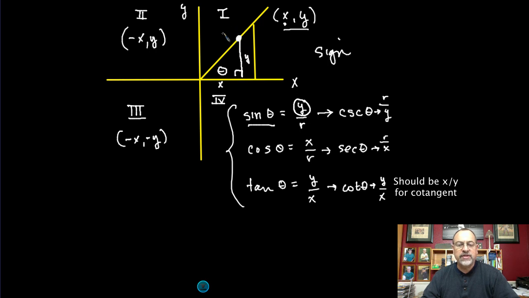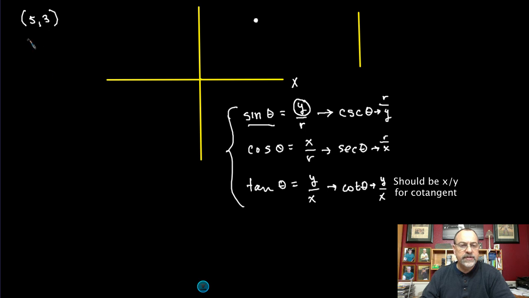So the point's coordinates, whatever these are, are actually related to the sine function and the cosine function, because the x value over this distance will be the cosine, and the y value over the distance will be the sine. So let's take a look at an application of that, or how we're going to use that.